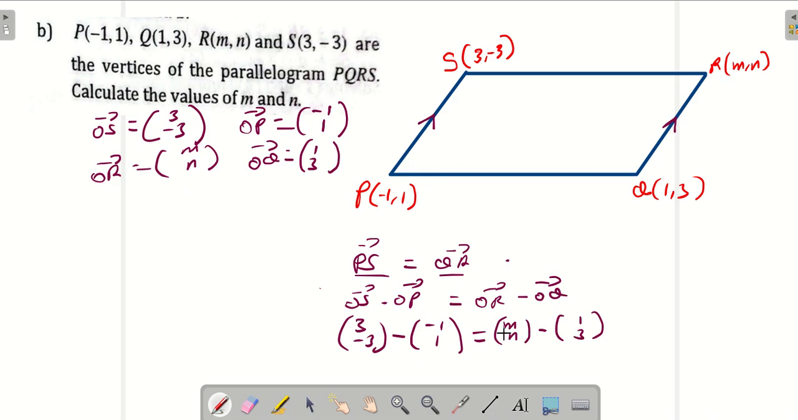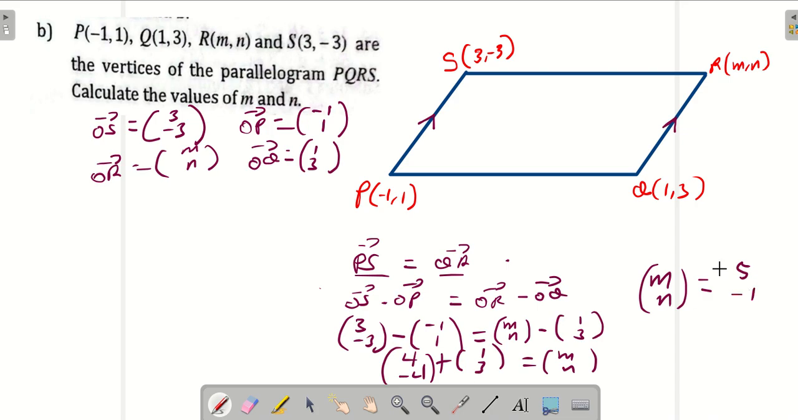Good. So from here, can we do some change of subject? First of all, let's subtract. 3 minus -1 is what? -3 minus 1 is what? Minus 4. Now this is -1, 3. Let's bring it here to be plus 1. Then that will be equal to what? M, N. So here we have 4 plus 1 is what? So MN should be equal to 5 and what? -1. Therefore, our M is what? And our N is what? Good. That is all. Is it difficult?